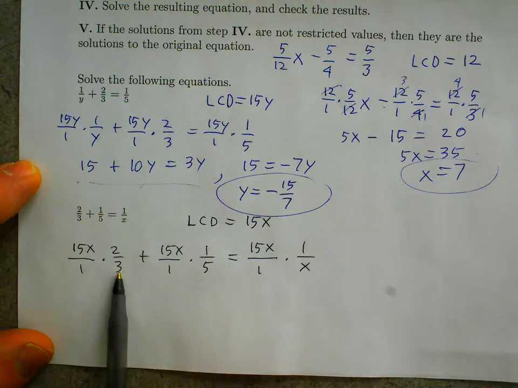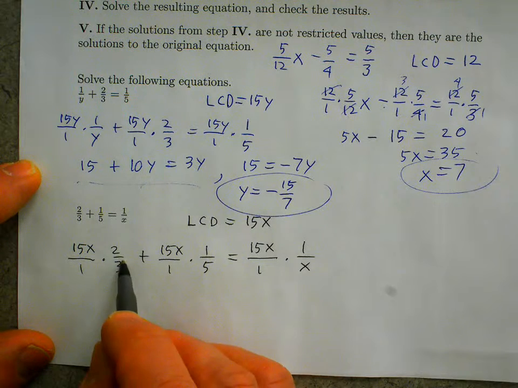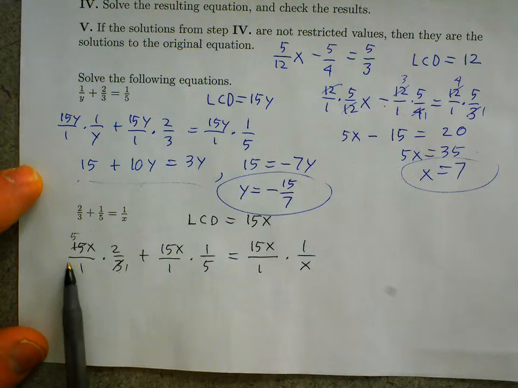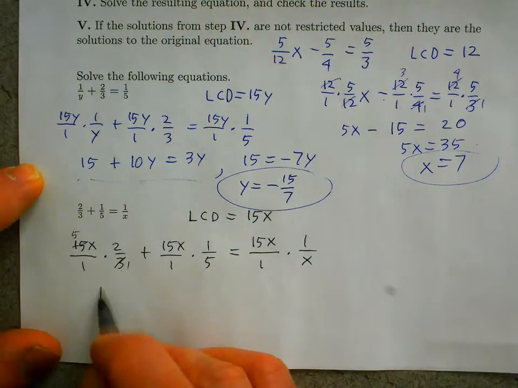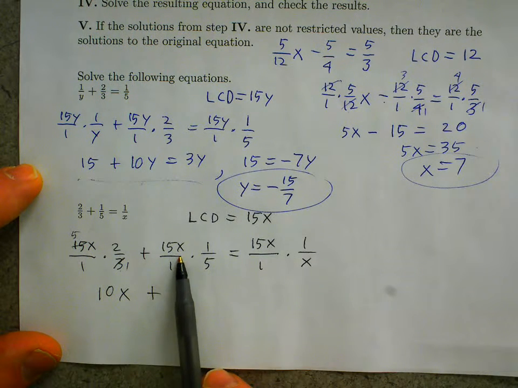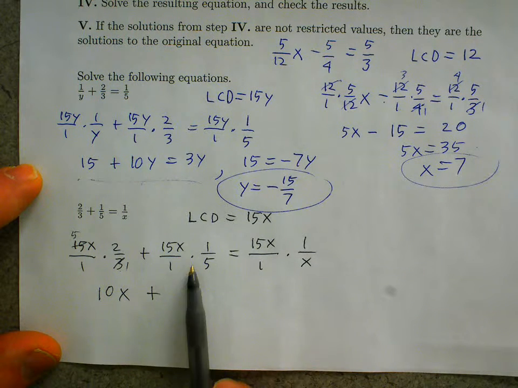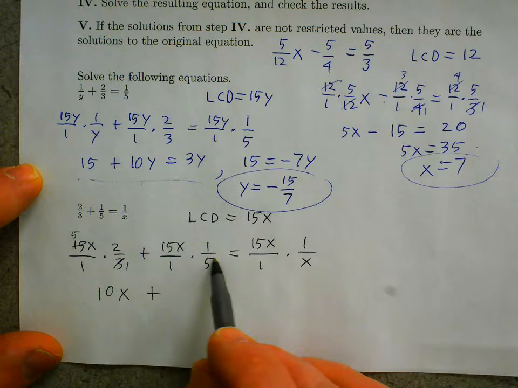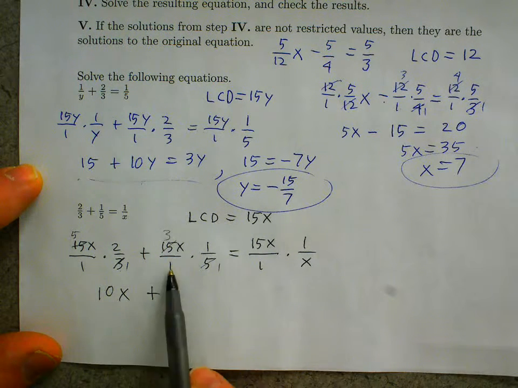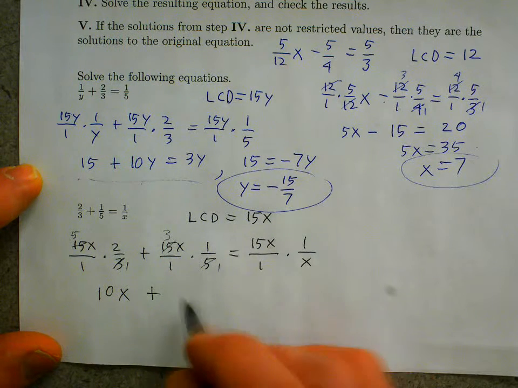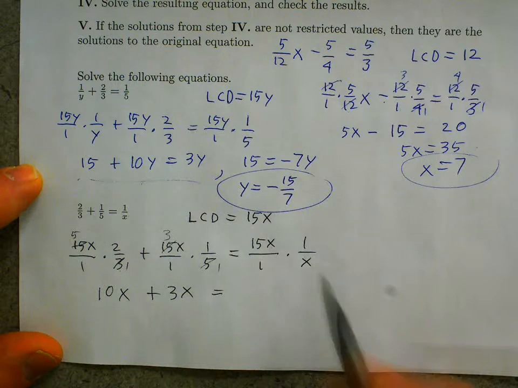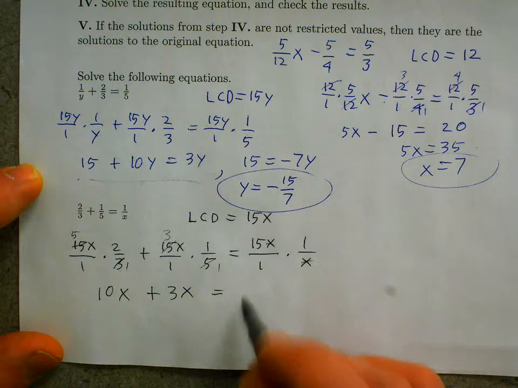So 3 goes into 15 5 times, and 3 goes into 3 once. So this term becomes 5x times 2, or 10x. Then in the next term, 15x over 1 times 1/5. 5 goes into 5 once and into 15 3 times. So this term becomes 3x over 1 times 1 over 1, or just plus 3x. On the right-hand side, the x's cancel, so we're just left with 15.